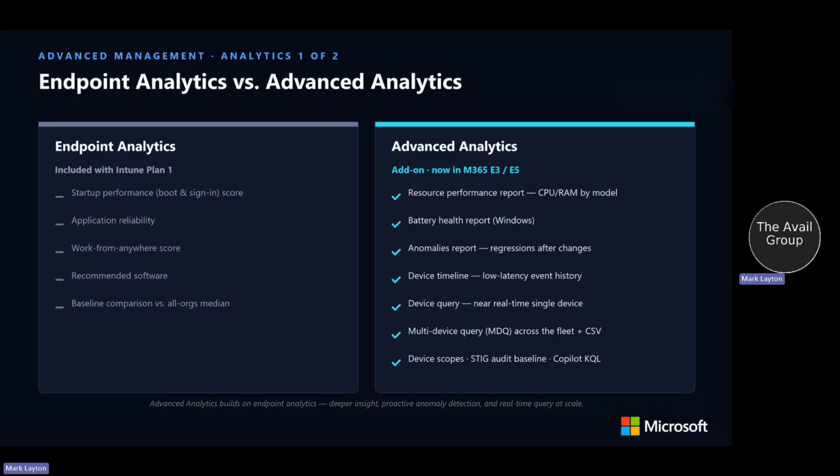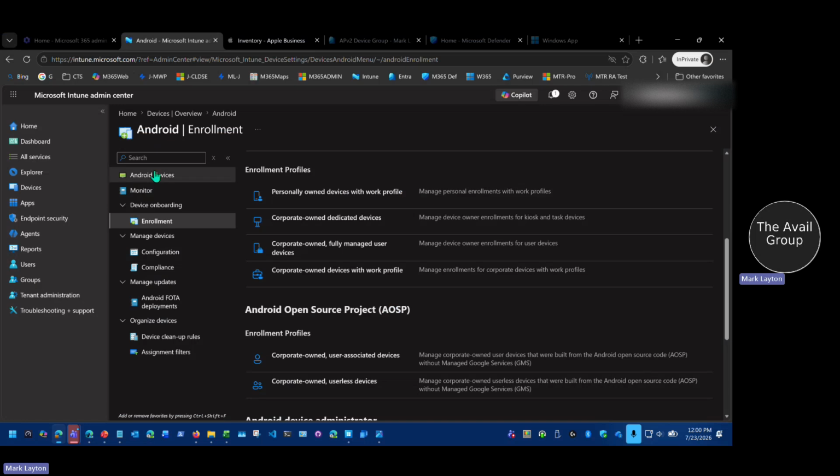I was on a call with a customer, and they were specifically looking at adding advanced analytics as a standalone add-on. I don't know if they had Business Premium or something like that, specifically because they wanted to get the battery report. There's a lot more telemetry that comes through when you have advanced analytics. Endpoint analytics is included with Plan 1, and there are some things you get from there, but I'll show you this, and this is what the customer found helpful.